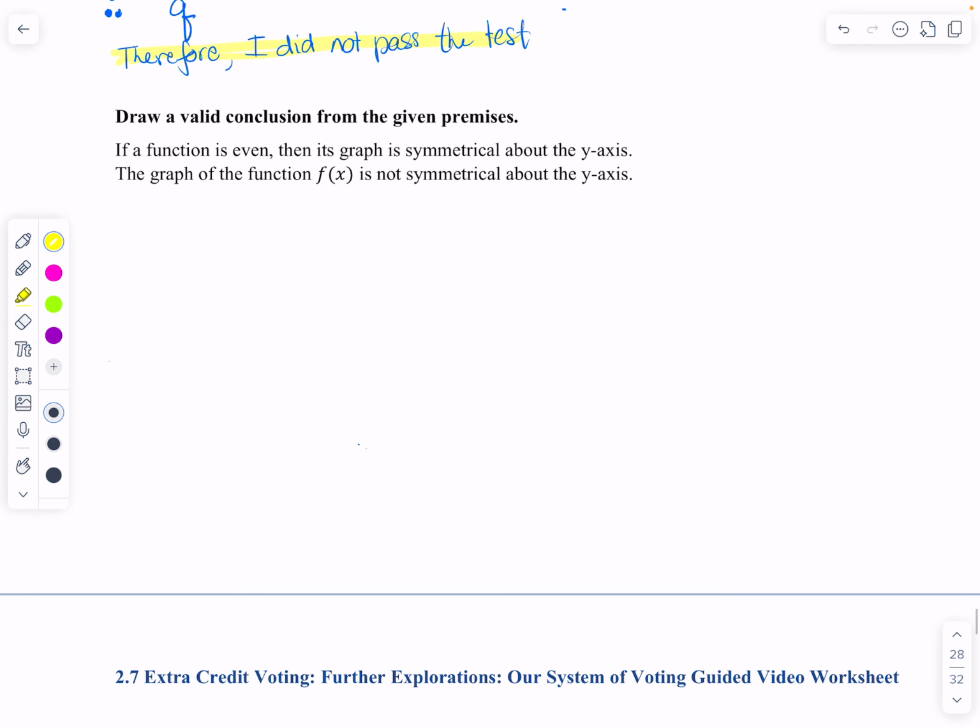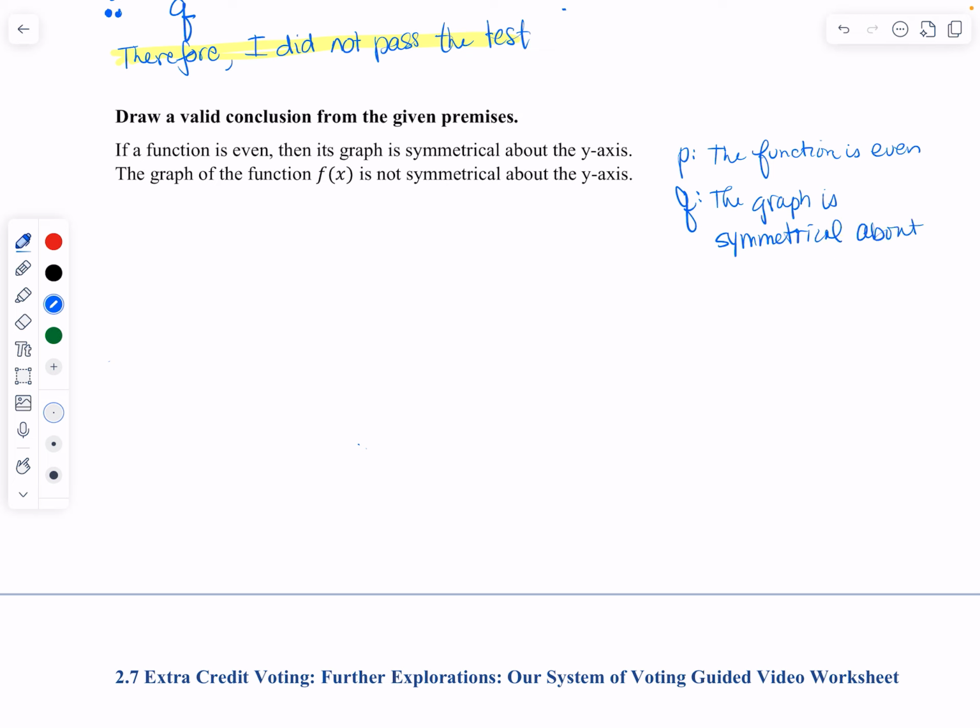If a function is even, then the function graph is symmetrical about the y-axis. The graph of function f of x is not symmetrical about the y-axis. Okay, so I'm going to let p equal the function is even. And I'm letting q equal the graph is symmetrical about the y-axis.